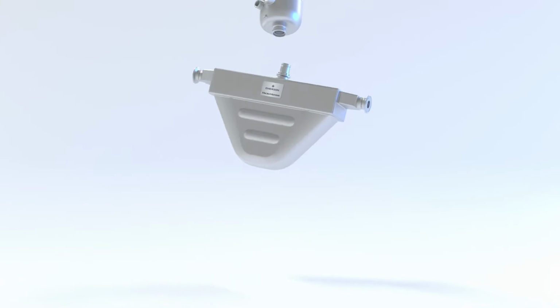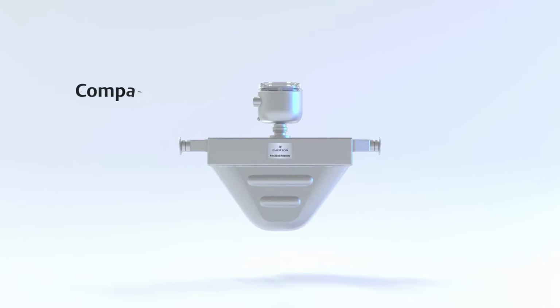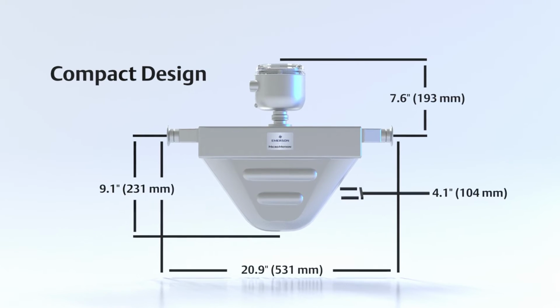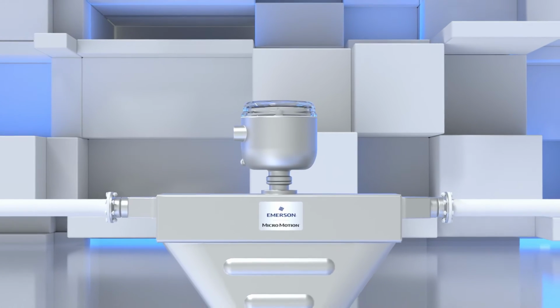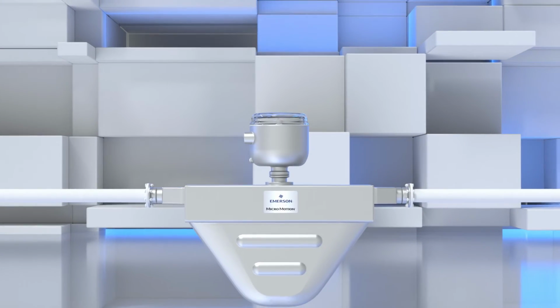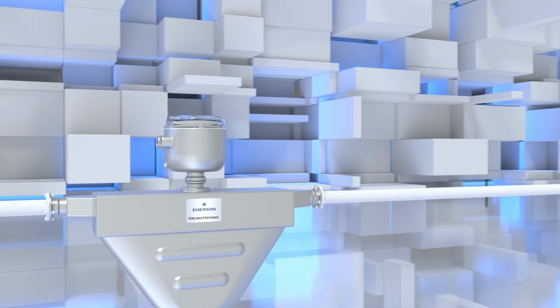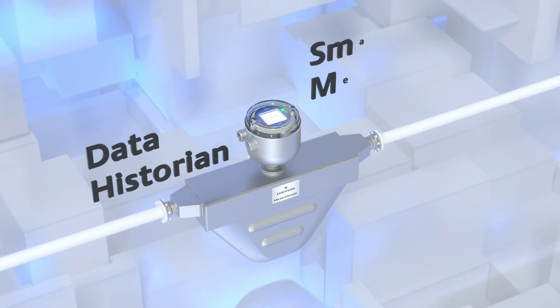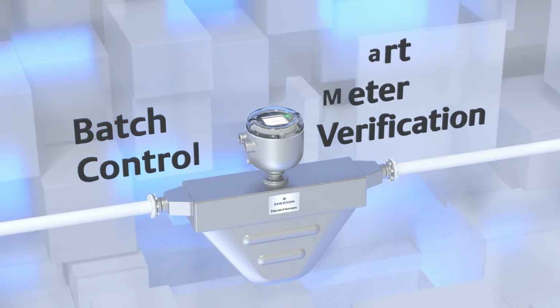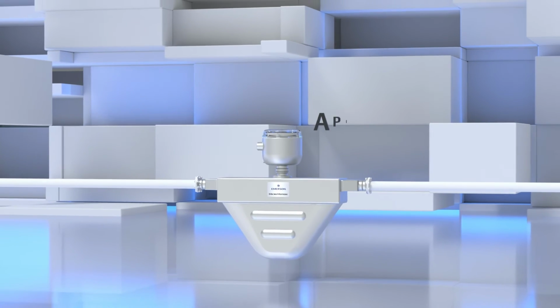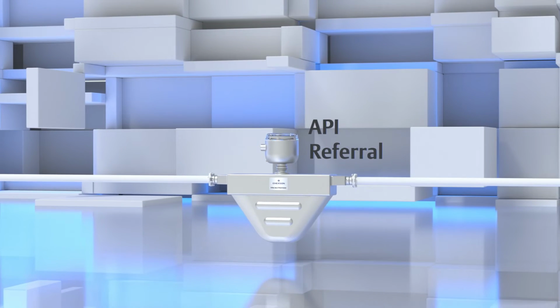The lightweight and compact design comes with a variety of standard and hygienic housing options and is available with most MicroMotion Coriolis flow sensors. Field licensable outputs and software features provide scalability long after installation. Software options include Data Historian, Smart Meter Verification, Batch Control, Concentration Measurement, Advanced Phase Measurement, and API Referral.